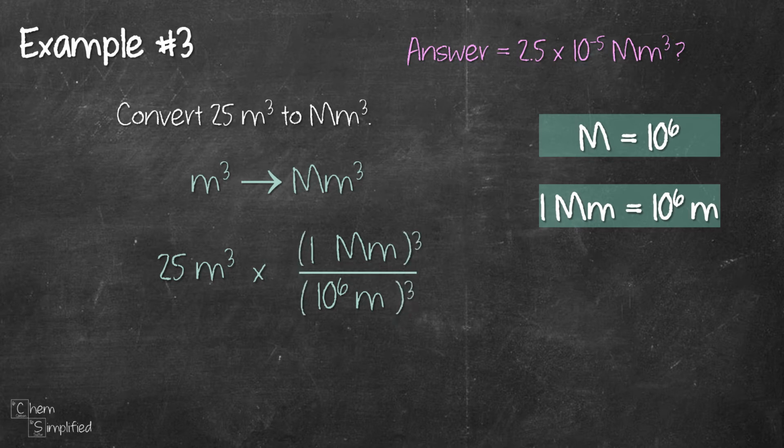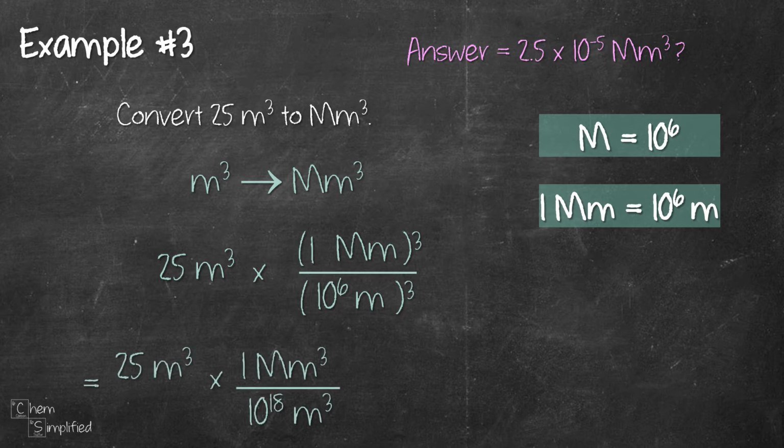Now we have 25 times 1 divided by 10 to the power of 18, because we cube the exponent 10 to the 6 cube. So 6 multiplied by 3 gives us 18. And then the meter cube can now cancel off each other. And when we do the math, we get 2.5 times 10 to the power of negative 17 megameter cube. That is definitely not the same as the answer that we got from the previous example.